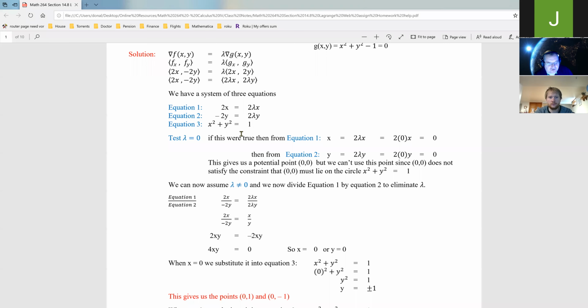Now, if you look at this system of equations, it really does get messy. You've got a variable called x, you've got a variable called y, and you've got a 3rd variable called lambda. And our job is to find out values of x and y where these 3 things are all true at the same time.